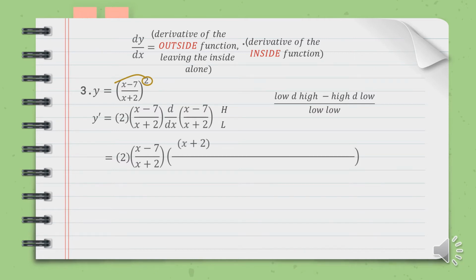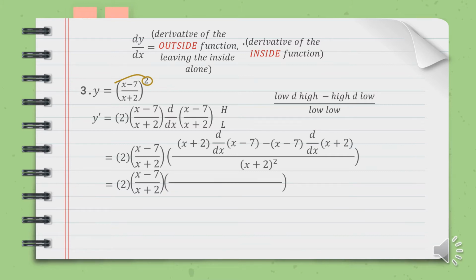Low, copy the low, x plus 2, the high, derivative of x minus 7 minus high, which is x minus 7, the low derivative ng ating x plus 2, over low, low, which is the square of our x plus 2. Ulitin ko, kopyahin muna natin yung mga factors na hindi nahanapan ng derivatives. So, si 2 at si x minus 7 over x plus 2.